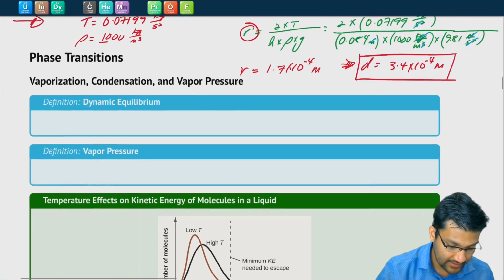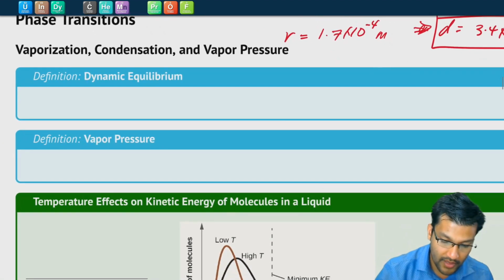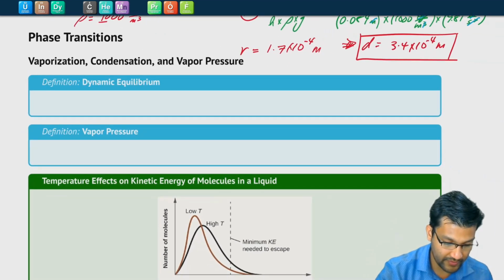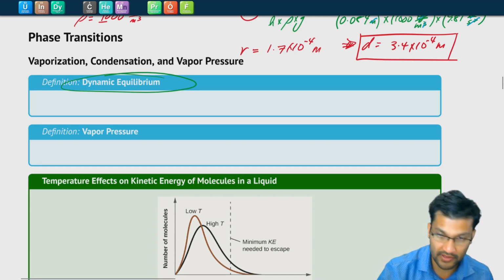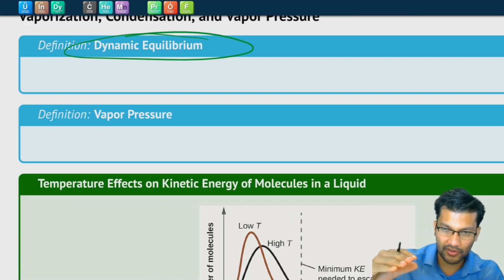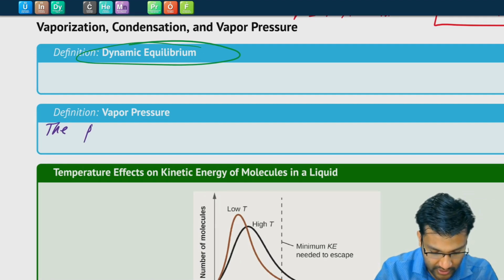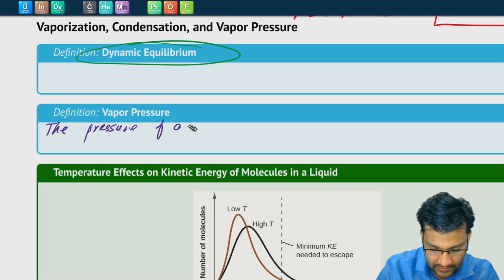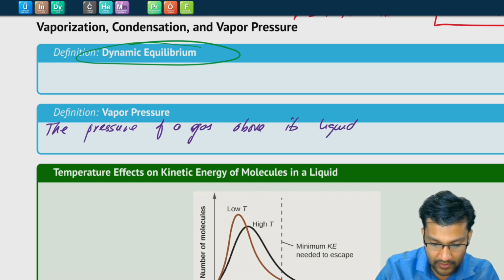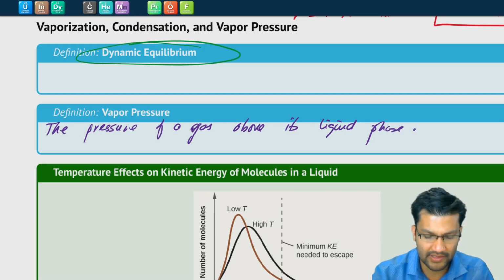So in this section, we're just going to look at various phase transitions and look at what causes them and the energy changes associated with them. Now, in our chapter on gases, we talk about this idea of vapor pressure. I'll leave dynamic equilibrium for you to research on your own, but let's look at vapor pressure. We talked about how vapor pressure was the pressure of the gas right above the liquid phase. So it's the pressure of a gas above its liquid phase.